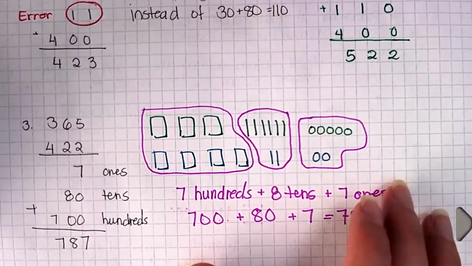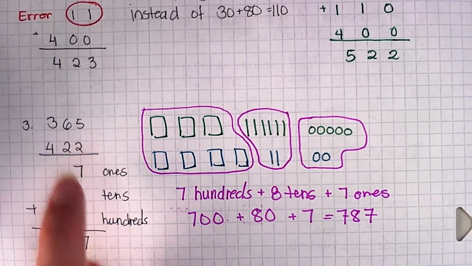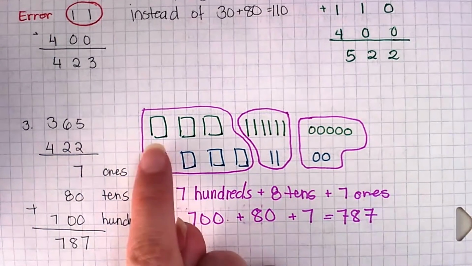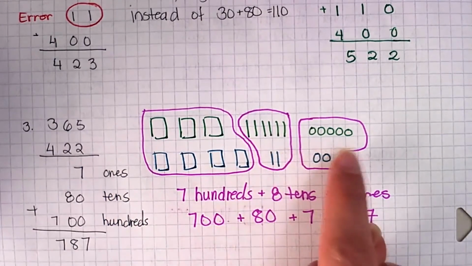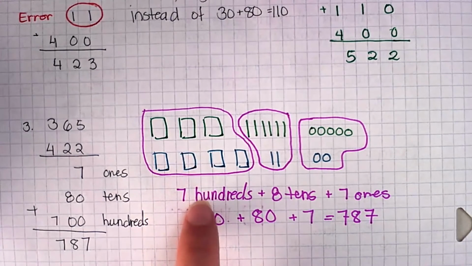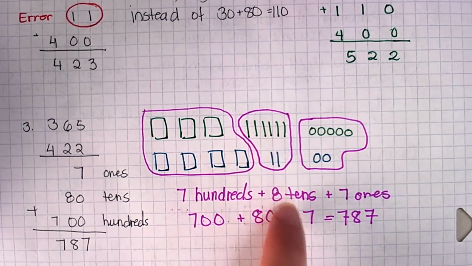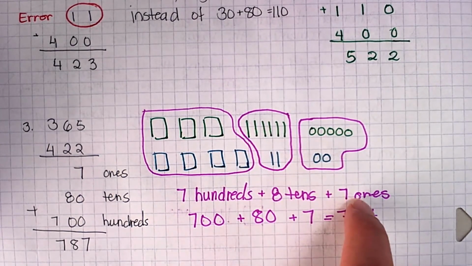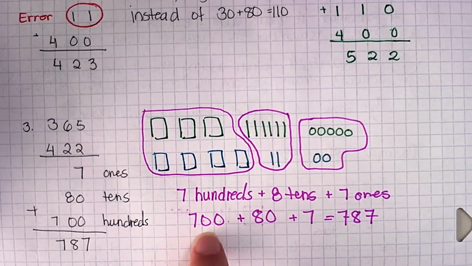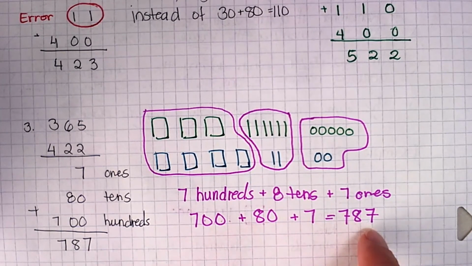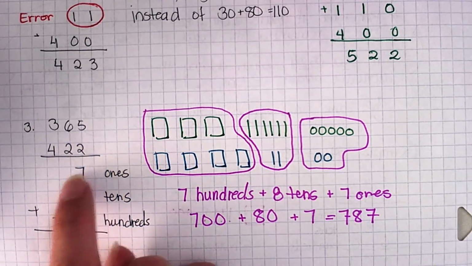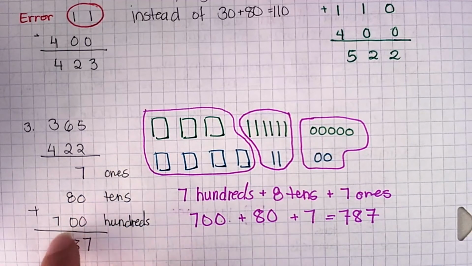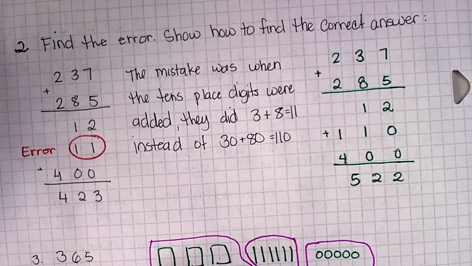And for number 3, we had 365 plus 422. So I drew my 365 and my 422, and I grouped my hundreds and my tens and my ones together. So here I had 7 of my hundreds altogether, 8 of my tens altogether, and then 7 of my ones altogether, which changes to 700 plus 80 plus 7, which equals 787. So here you can see the partial sums. I put my ones on a line, my tens on a line, and my hundreds on a line, and then stacked and added. This is a pretty straightforward lesson.